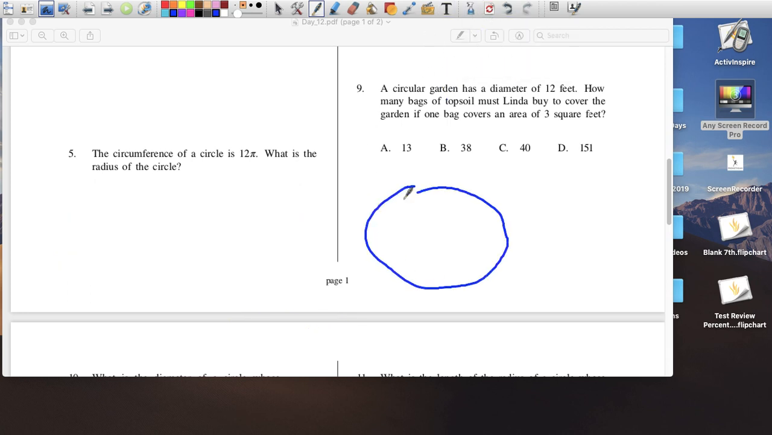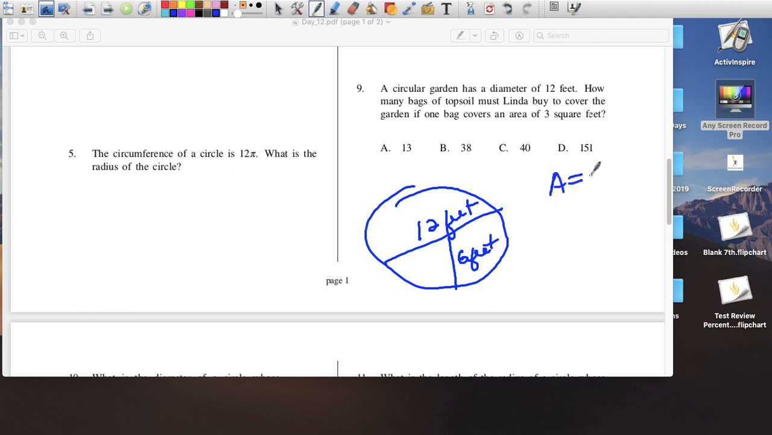Number 9, a circular garden. It's a circle that has a diameter of 12 feet. So the whole thing is 12 feet. Glad they finally wrote a unit. How many bags of topsoil must Linda buy to cover the garden if one bag covers an area of 3 square feet? Well, we need to find the area here. We're given a diameter. So if the diameter is 12 feet, let me create a radius here. That radius is 6 feet.